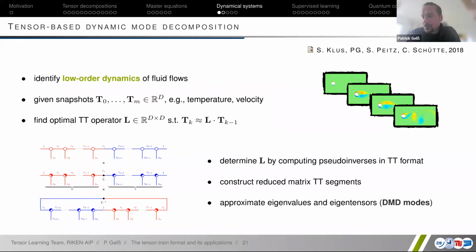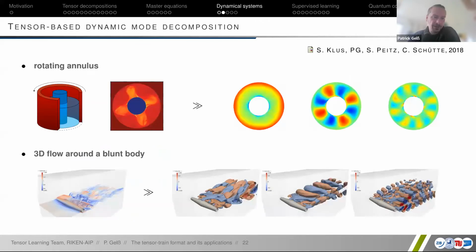And what we use is the pseudo inverse. So we take our data matrix in this case. Then, exactly what I described a few slides before, we left- and right-orthonormalize the respective cores, and then we get our pseudo inverse. And by using this pseudo inverse, we can construct an explicit representation of L. And we applied this to various systems. Here you see two of them. There's the rotating annulus. So we have some water in a heated tank, and it's rotated. And if you match the correct frequencies and so on, then you get some patterns in your heat distribution.